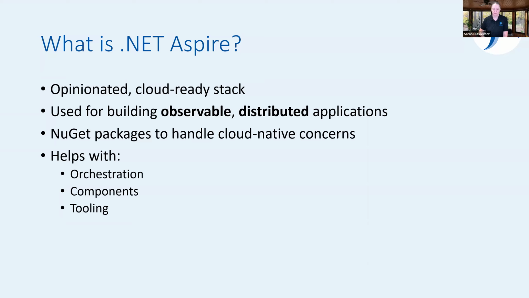.NET Aspire is used for building observable, distributed applications. If you remember seeing my code about AddOpenTelemetry, there's your easy way to bring in observability, and then distributed in their nature, there are NuGet packages for cloud-native concerns. Think of .NET Aspire as good for orchestration, components, and tooling to help spool things up. We'll look at the code here in a little bit.